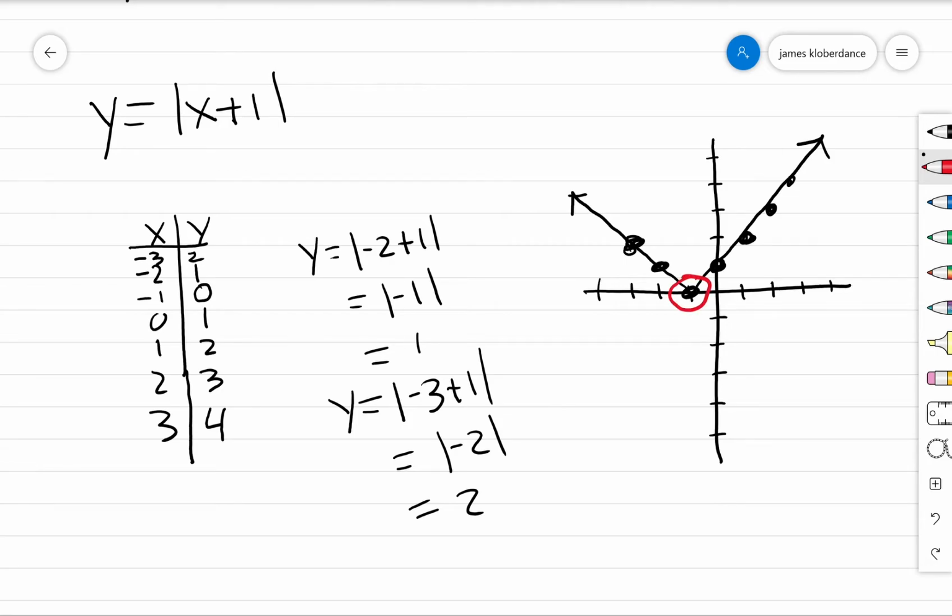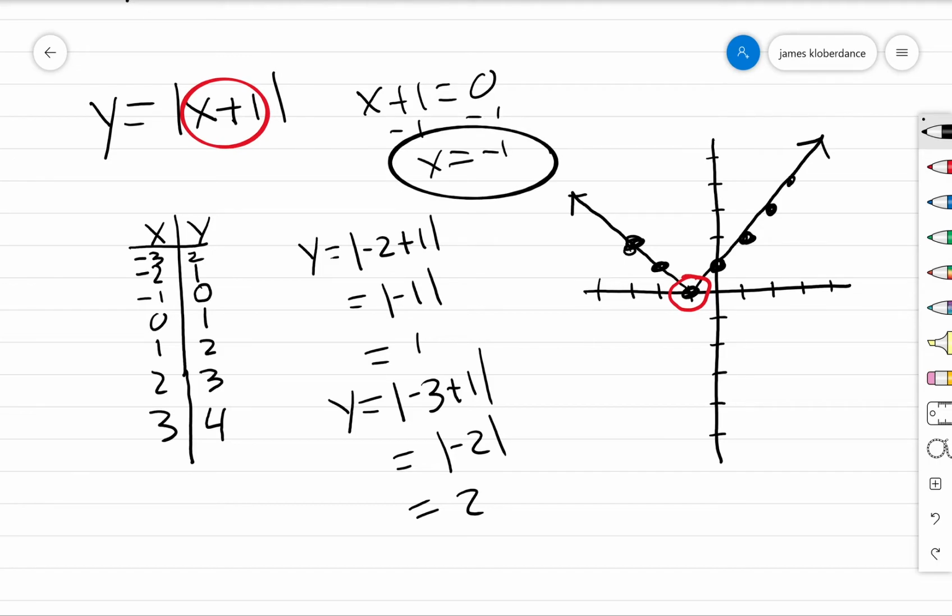Now why negative 1? Well, again, it turns out that where this quantity that I've circled inside the absolute value, where that quantity is equal to 0, that's where the vertex will be. So x plus 1 equals 0 when x equals negative 1. So that's, again, that's the vertex. Let's see. Let's do another example.